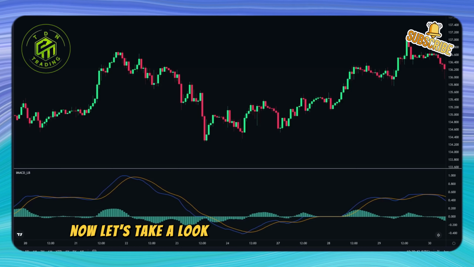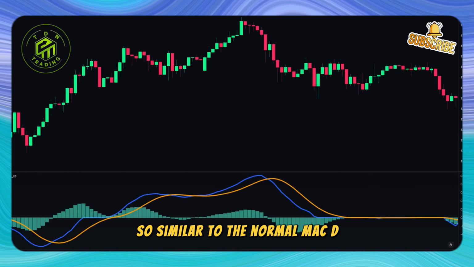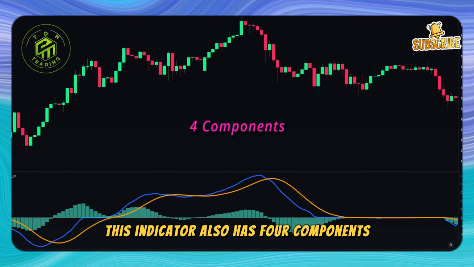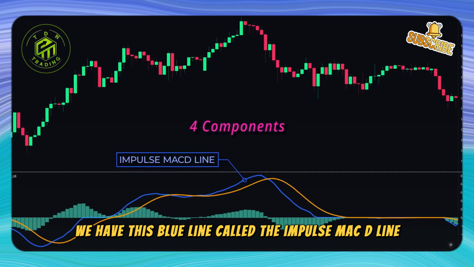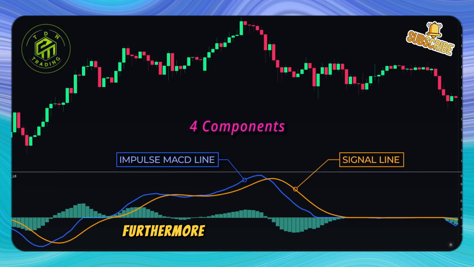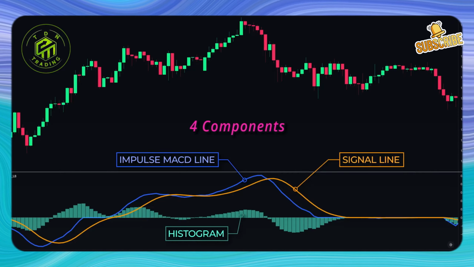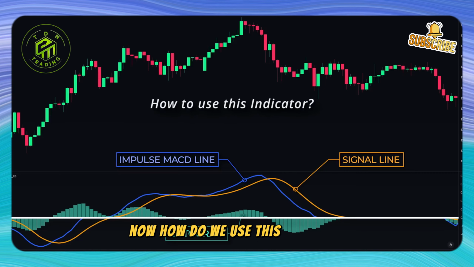Now, let's take a look at each part of this indicator. So, similar to the normal MACD, this indicator also has 4 components. First, we have this blue line, called the Impulse MACD line. Next, we have this orange line called the signal line. Furthermore, we have the histogram. And finally, we have the middle line. Now, how do we use this indicator?